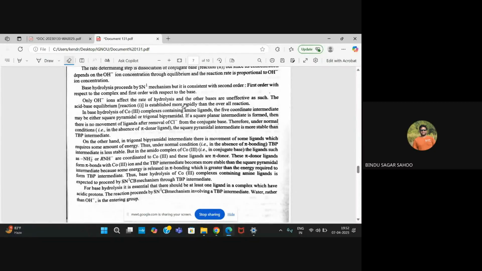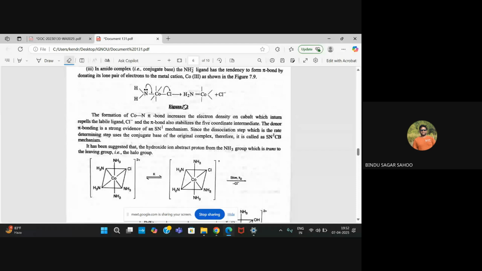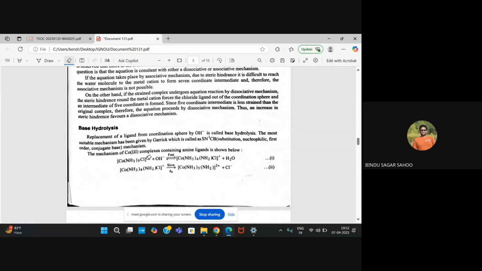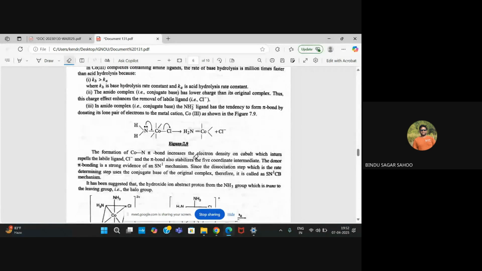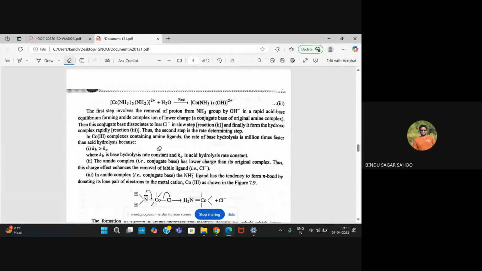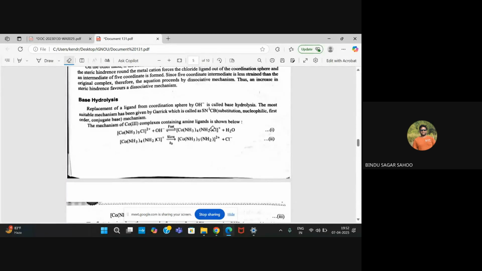So in base hydrolysis, what is the need for abstraction of a proton in the first step? The first step is proton abstraction. After the abstraction of the proton, it will form an NH2 complex. NH2 means NH2 minus. When it is NH3, it is just like a neutral complex. Now it is NH2 minus.